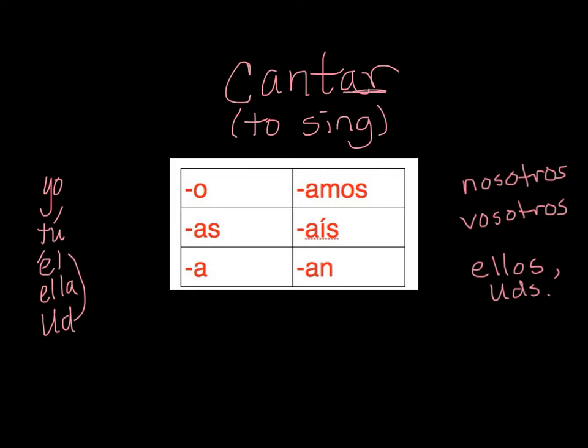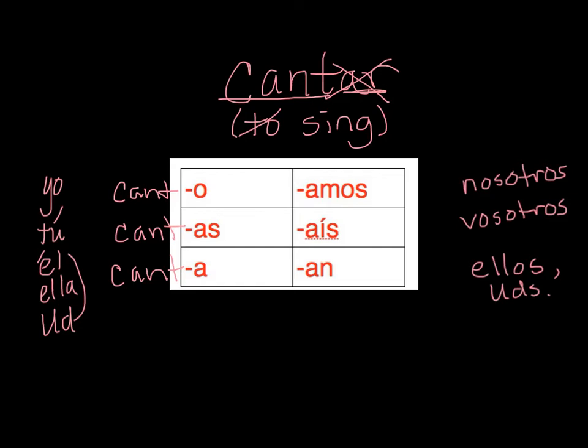So, just like in English, you drop the "to," in Spanish, when you want to conjugate an AR verb, you're going to drop the AR. You're going to keep the base, in this case cant, and we're going to add these endings for these different subject pronouns. So, it would be canto, cantas, canta.